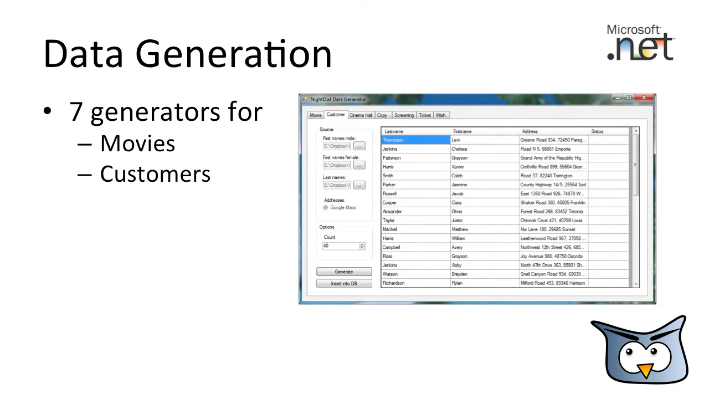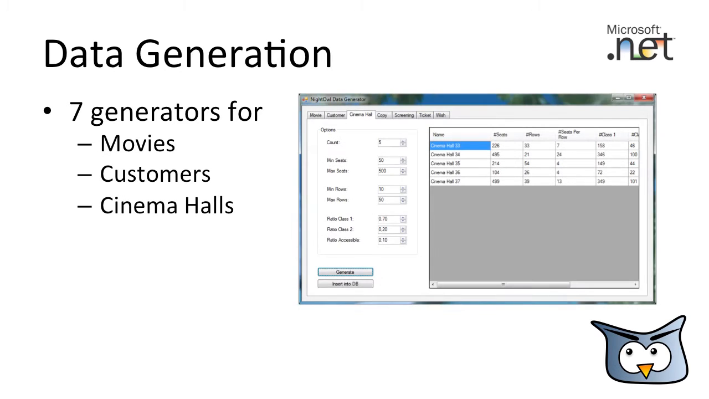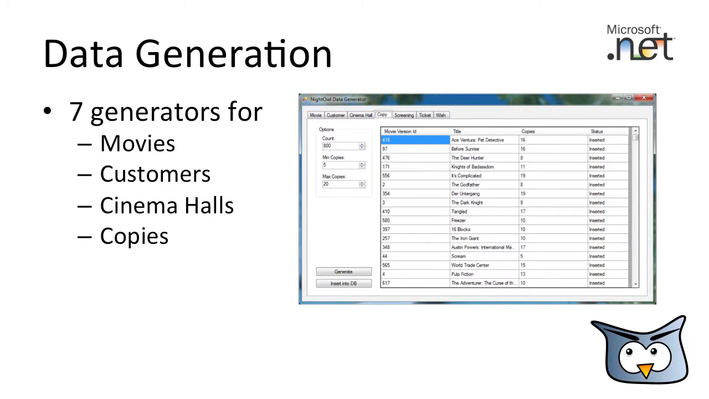Customers are generated by combining first and last names from the CSV files. Again, the amount of entries can be chosen. The cinema generator and all of the following generators populate their tables with synthesized data. Here, the amount of halls can be specified, as well as ranges for the seats and rows and the ratio of seat classes. The copies generator generates an overall amount of copies that is then distributed over all movie versions in chunks of specified size range.